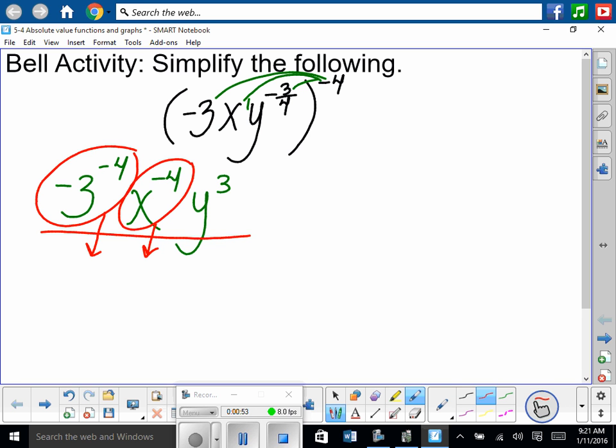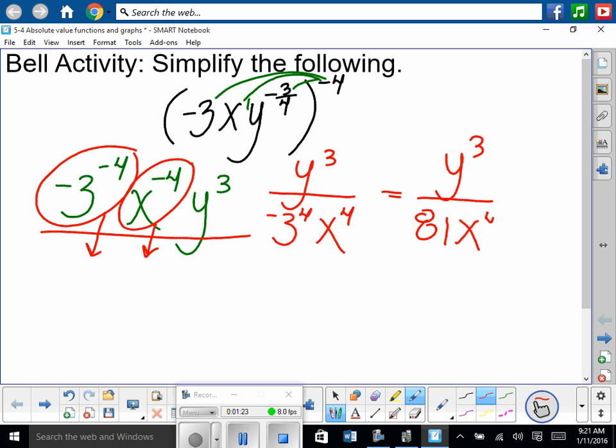So on top, we have y cubed. On bottom, we have -3 to the +4th power, because we flipped it, it's now a positive exponent. And then x to the +4. So then from there, if you have a number, you'll calculate it. So, what's -3 to the 4th power? Make sure you type it in parentheses, everybody. -3 raised to the 4th power. 81, positive 81. So on top, we have y cubed. On bottom, we have 81x to the 4th.